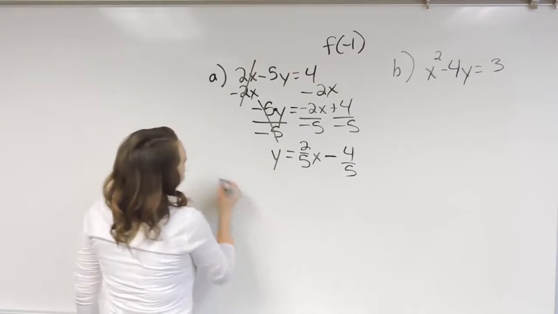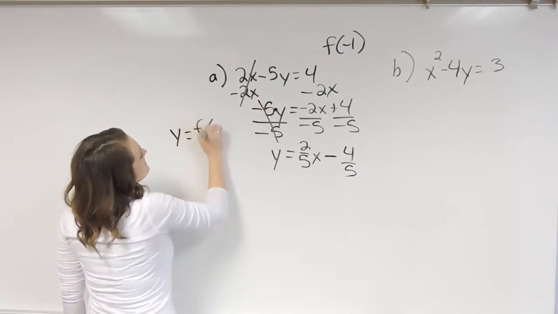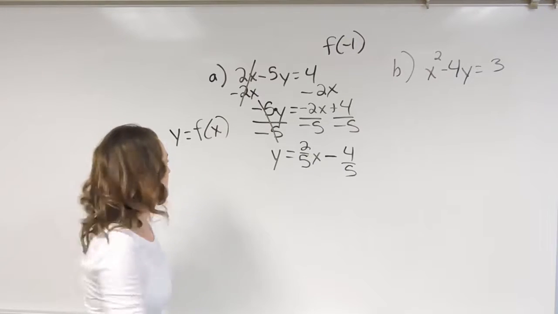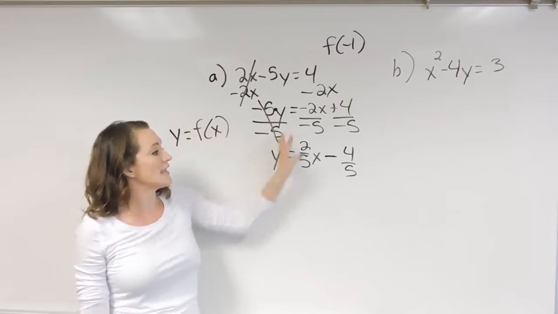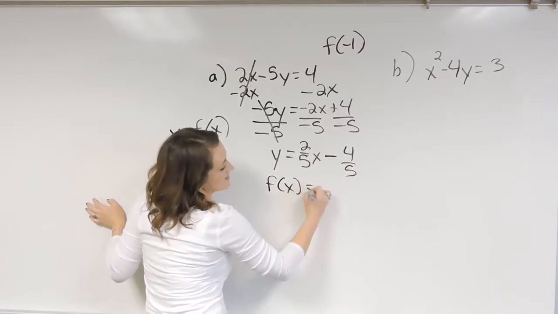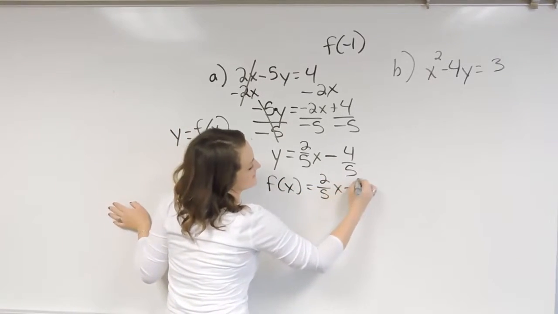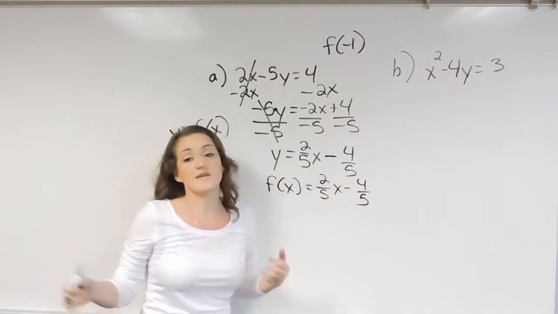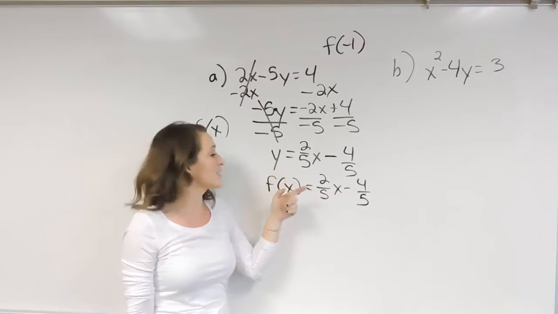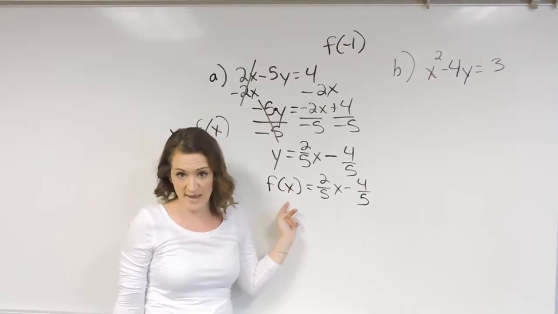The only thing left to do: y is the same thing as f of x, it's just a different kind of notation. So instead of saying y equals all of that, we're now just going to say f of x equals all of that. So that's all function notation is really about. Take your equation, solve it for y, and then instead of using y, we use an f of x.